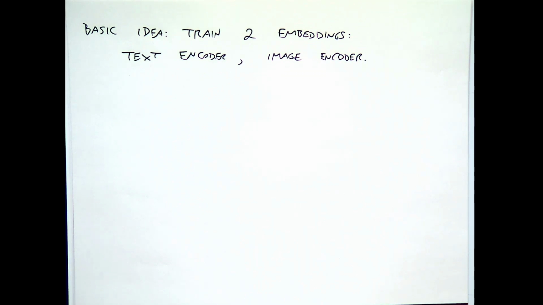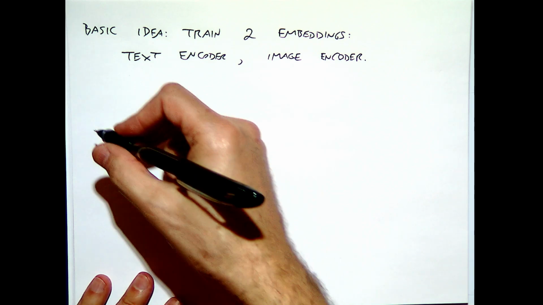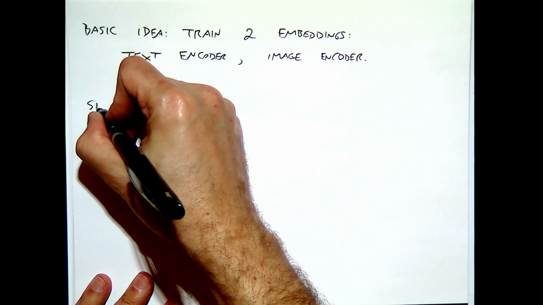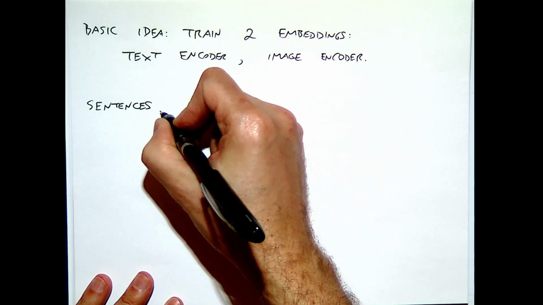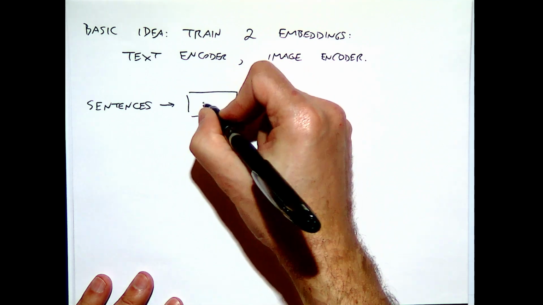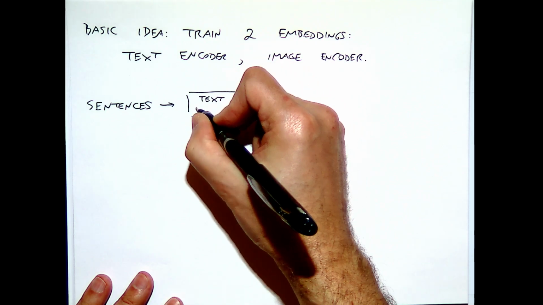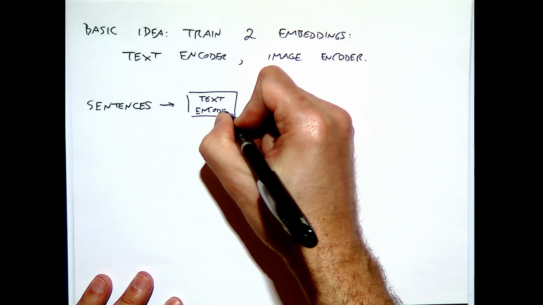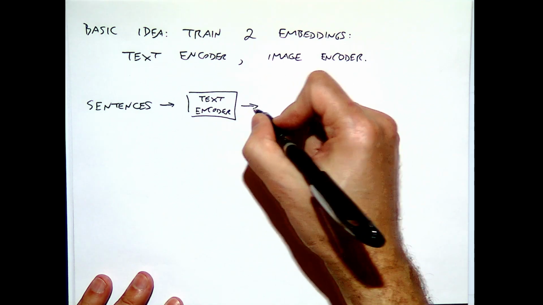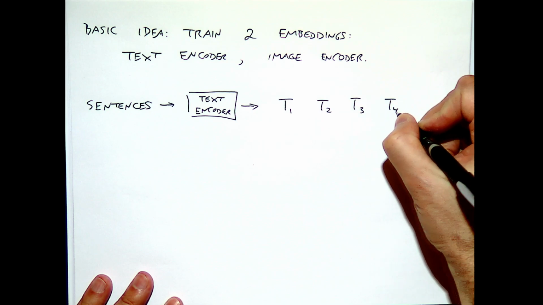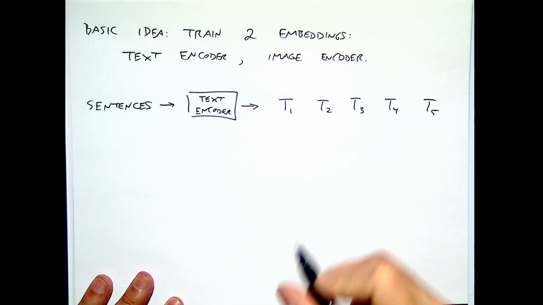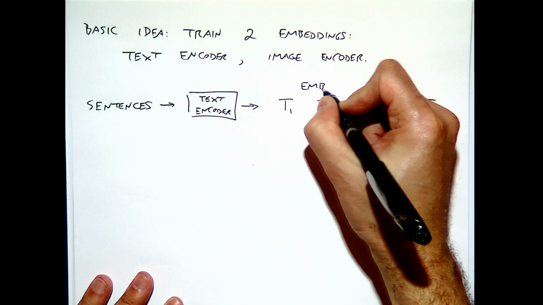Okay? And so if you imagine that you have a training pair, what you can do is you can say, suppose I have a bunch of sentences. I put my sentences through the text encoder that I'm going to train. And then I produce, let's say I have 5 sentences, I produce 5 embeddings. So these are all text embedding vectors.